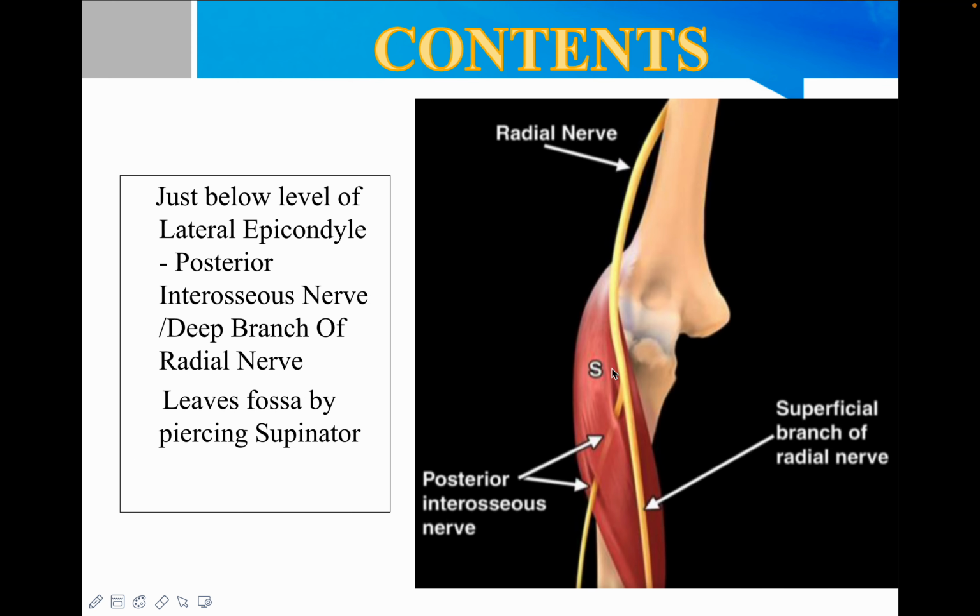And at the level below the lateral epicondyle, this nerve gives off a branch which is known as the posterior interosseous nerve, or the deep branch of the radial nerve. It leaves this cubital fossa by piercing the supinator muscle, the floor of the cubital fossa, and passes out of the fossa.